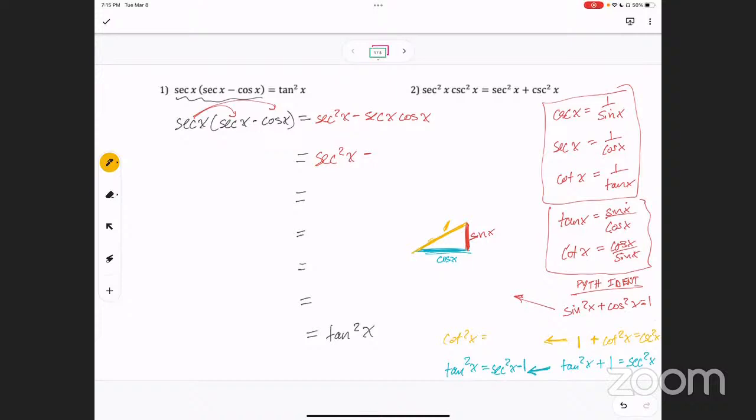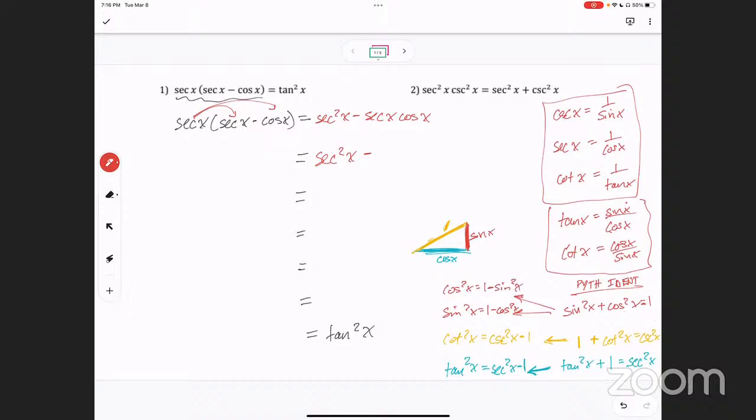Cotangent squared, cosecant squared equals x minus 1. Very good, you got it? Same with this red one. If I wanted to solve this for sine or cosine, I could do that very easily. I could say sine squared x equals 1 minus cosine squared x, right? Or I could say cosine squared x equals 1 minus sine squared x. See how I just subtracted it from both sides?